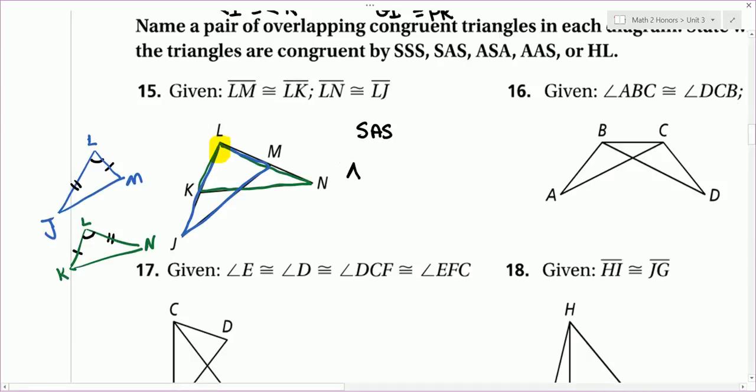Triangle JLM is congruent to triangle, now be careful here, J goes with N, so N, L, K, in that order. The order I choose for my first triangle, JLM, I could have chosen LJM or MLJ, doesn't matter. But once you establish that first order, the second order has to line up with the first one.